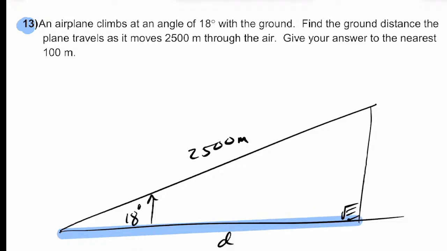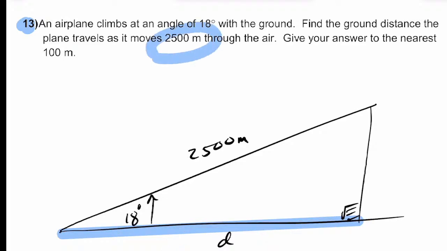I mean, if I ask a question like this, I'd word it a little more clearly in terms of something you're more comfortable with. But I believe this is what they're getting at here. Airplane climbs at an angle of 18 degrees to the ground. I think that's fairly straightforward. But it says find the ground distance. That's your horizontal distance, like how much of the ground, when the plane's traveling, what's its ground distance.